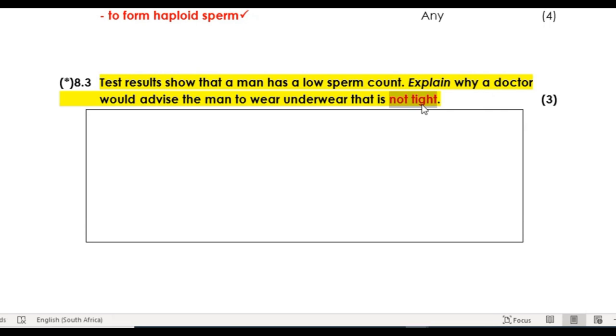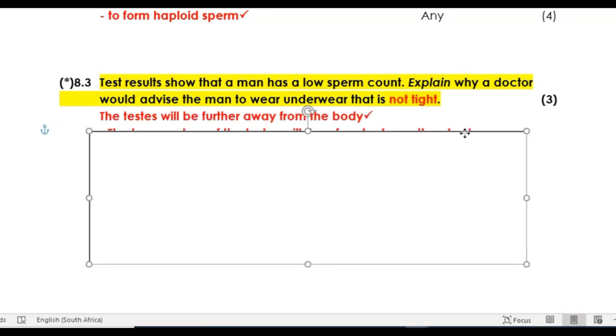And what's going to happen then? You're going to have abnormal sperm developing. And he already has a low sperm count. So jot those few notes down for yourself when you get a question like this. What is the question asking me about? Which part of the male reproductive system? It's the scrotum. How do I know it's the scrotum? Because they're speaking about tight underwear, which will put it close to the body.